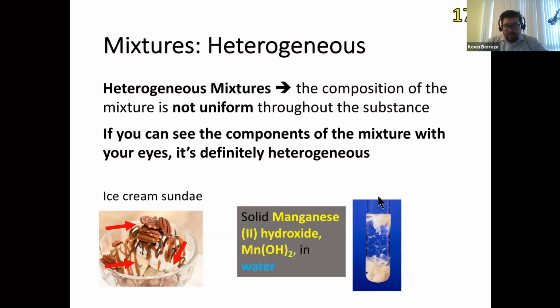So for some of these, you might feel a little bit frustrated. I understand. It's like, well, does that really count as heterogeneous and so forth? This is why we practice. And I really emphasize, if you can see the bits with your eyes, then it would be heterogeneous. And probably to give you an example that might throw you off is, how would you classify a glass of ice water? So a nice refreshing glass of ice water.